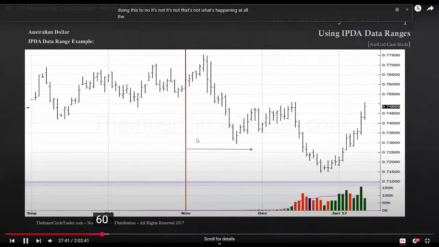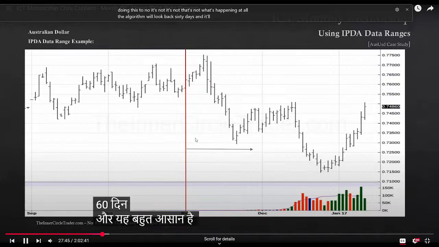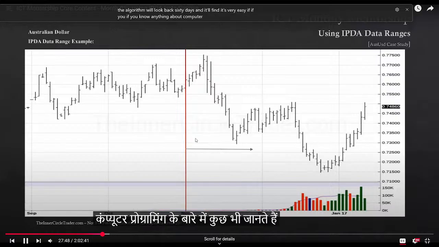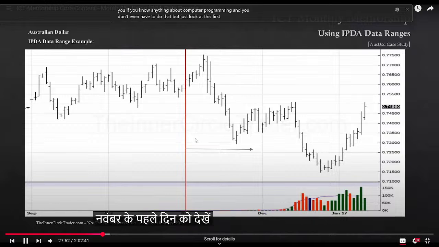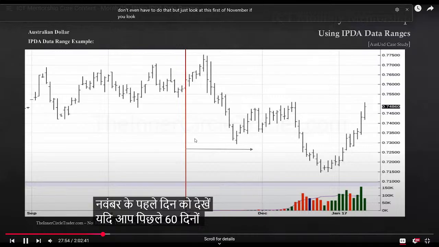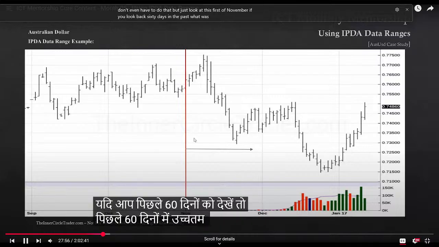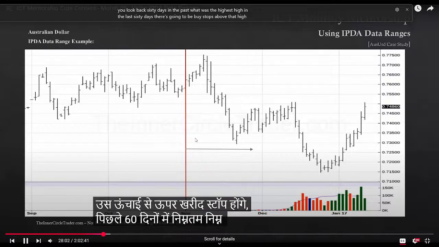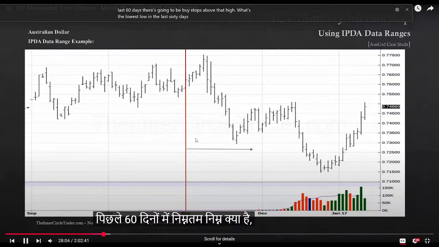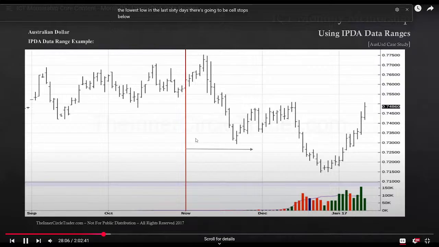The algorithm will look back 60 days, and it's very easy. If you know anything about computer programming, and you don't even have to do that, just look at this 1st of November. If you look back 60 days in the past, what was the highest high in the last 60 days? There's going to be buy stops above that high. What's the lowest low in the last 60 days? There's going to be sell stops below that low.